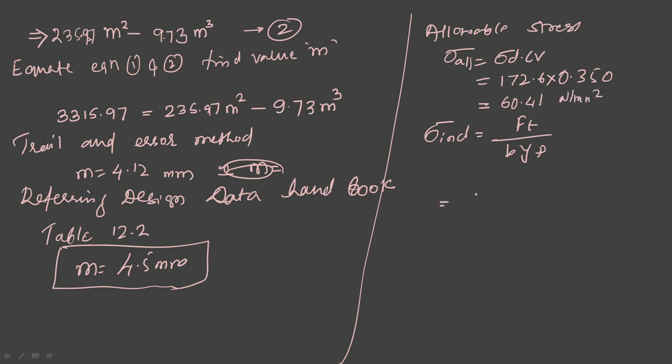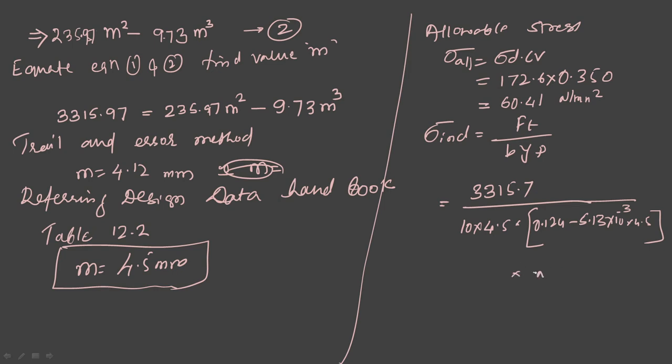So Ft is 3015.7 divided by b. We have gone for b equal to 10 m here. So Y is 0.124 minus 5.13 into 10 to the power of minus 3. It is 4.5 here. So circular pitch P equal to pi into m. Now you find out how much you are going to get here.